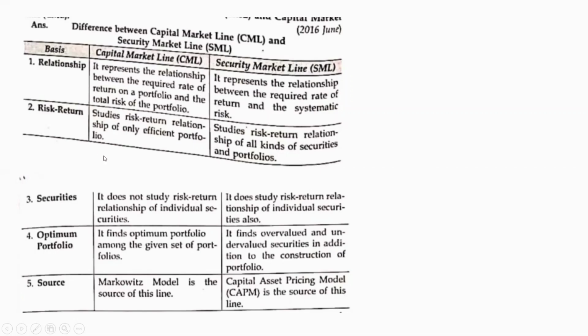Risk return में क्या होता है? Studies risk return relationship of only efficient portfolios. यहाँ पे we are studying all kinds of portfolios. Securities does not study the risk return relationship of individual securities. यहाँ पे individual securities की बात ही नहीं करता, ये सिर्फ portfolio की बात करता है. ठीक है, यहाँ पे individual securities की भी बात हम कर सकते हैं. Optimum portfolio, it finds optimum portfolio among the given set of portfolio. It finds कौन सी securities overvalued है या undervalued है, in addition to the construction of the portfolio. Sources, that was a portfolio theory. Here it is a CAPM model.